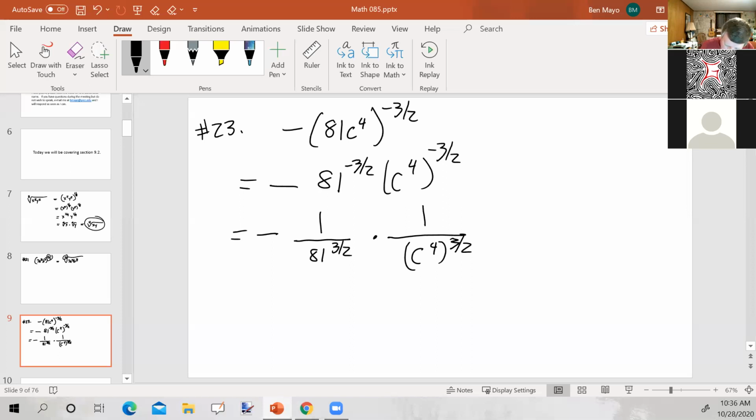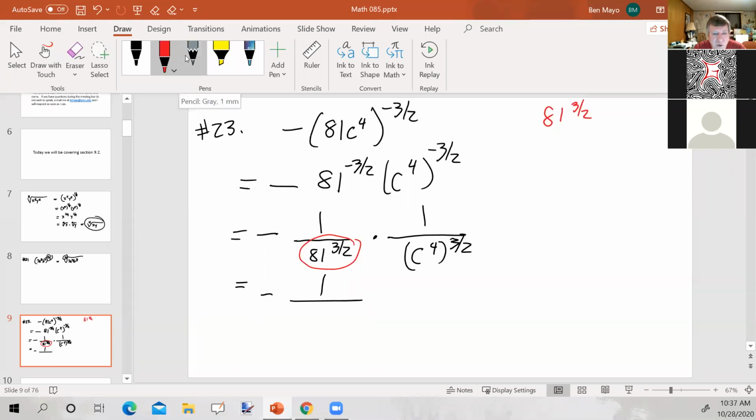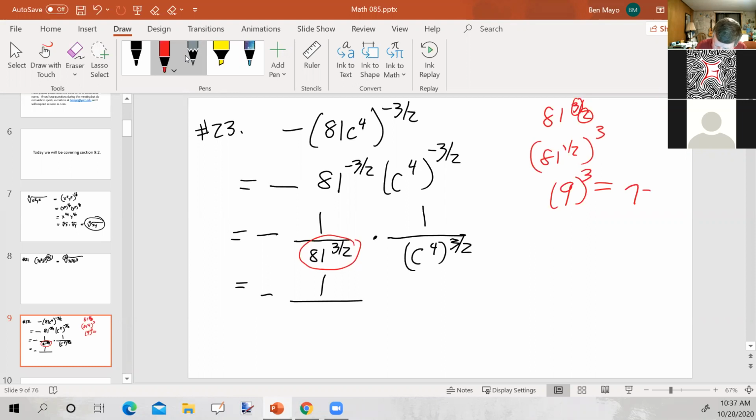Okay. This is equal to negative 1 over, let's just take this piece right here, 81 to the 3/2 power. So we're going to do two things to it. We're going to take the square root, and then we're going to cube it. What is the square root of 81? That's 9. And then 9 cubed, let's see, what is 9 cubed? That's 729. Okay, so this becomes 729. So far, so good?